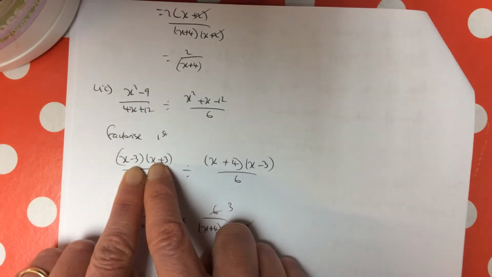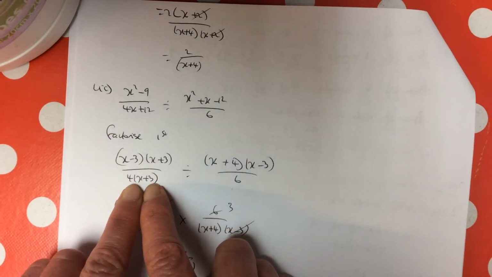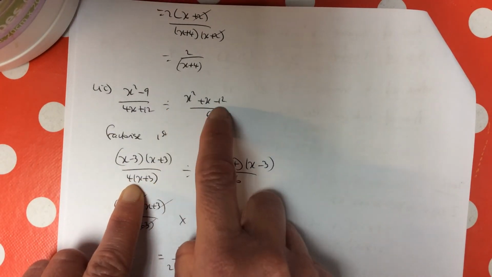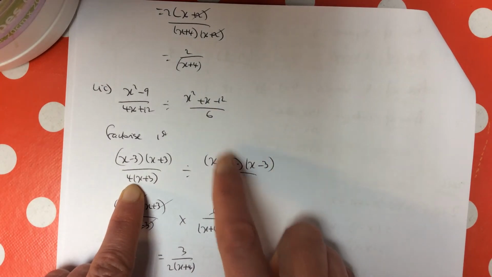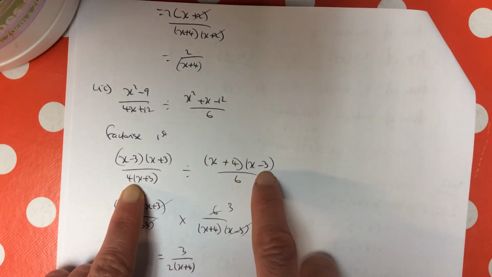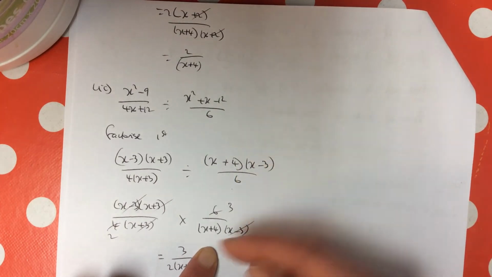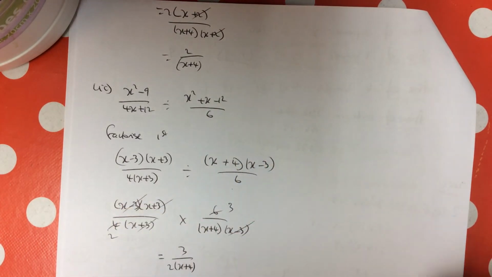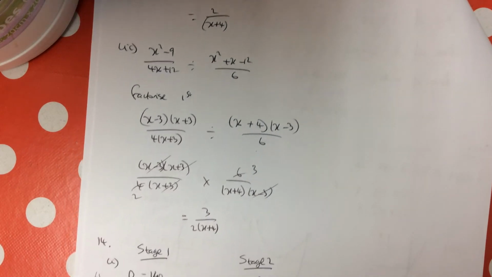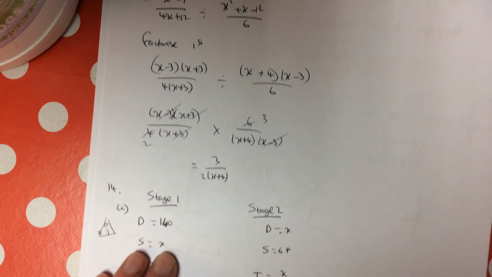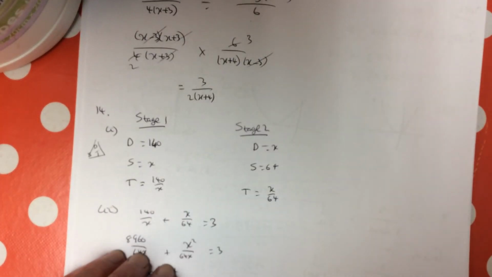The next one, factorise first. Difference of two squares, common number. Divide it by what multiplies to give minus 12 and adds to give 1. So it's a 4 and a minus 3. So now you're going to turn the second fraction upside down and multiply, and then just cancel off tops and bottoms.